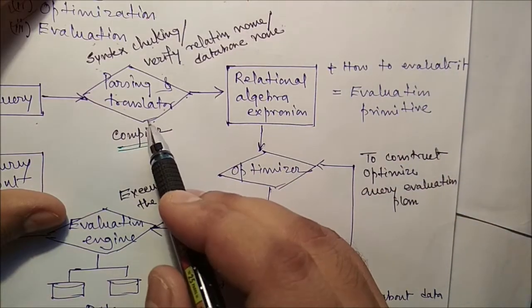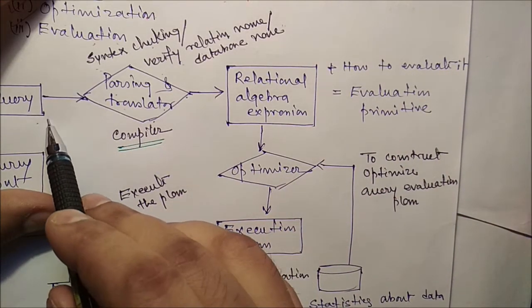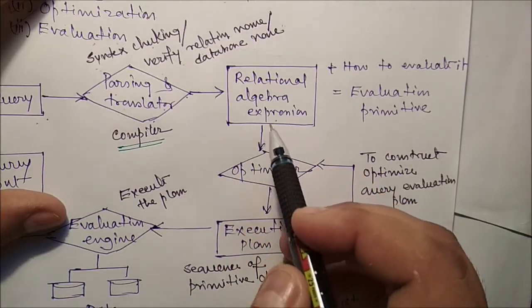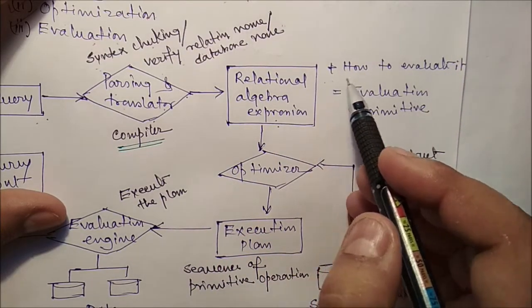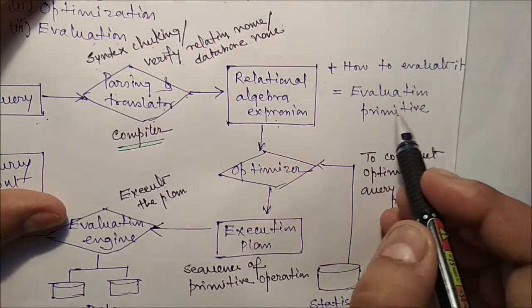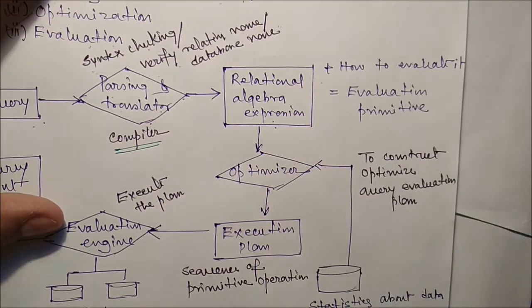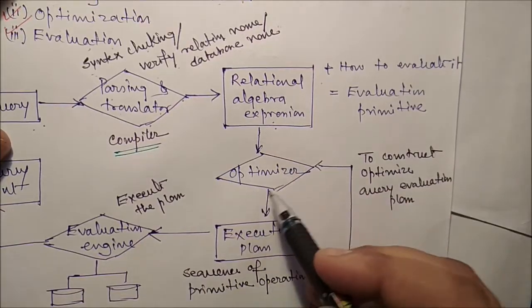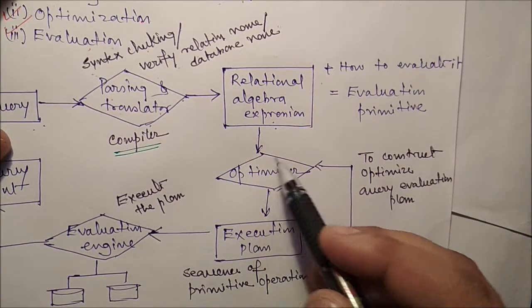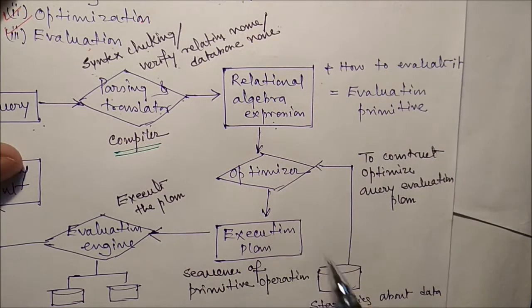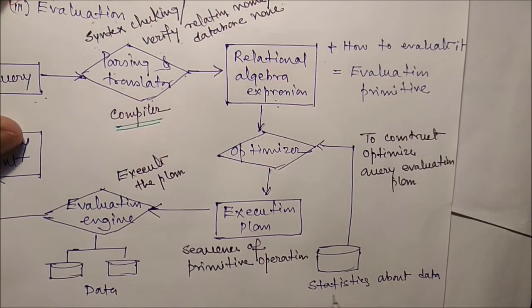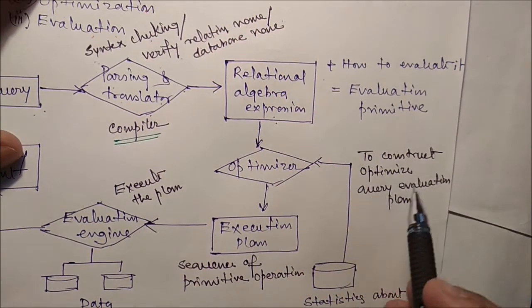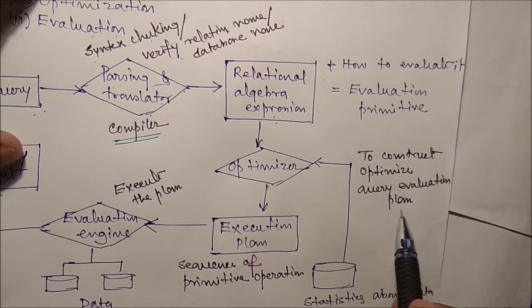So one query is there, and it converts from high level to low level, which is the relational algebra expression. With the help of how to evaluate it, we can get the evaluation primitive. Are you getting this? After that, the optimizer selects the best one, based on statistics about the data, using statistics about the data to construct the optimized query evaluation plan.